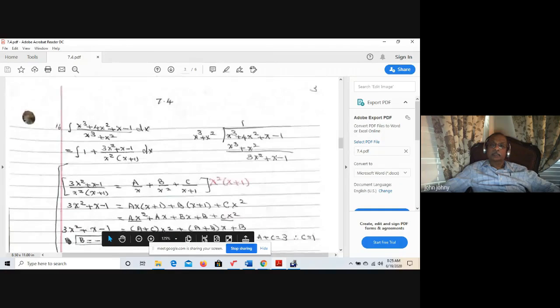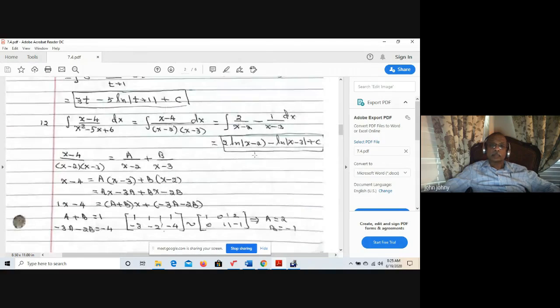Therefore, the integral of x minus 4 divided by x minus 2 times x minus 3 dx is equal to, A is 2, so 2 divided by x minus 2, B is negative 1, minus 1 divided by x minus 3 dx. So that is equal to 2 times natural log of absolute value of x minus 2, minus natural log of absolute value of x minus 3, plus C. There is a way to simplify this a little bit, but you don't have to worry about that. Leave the answer.